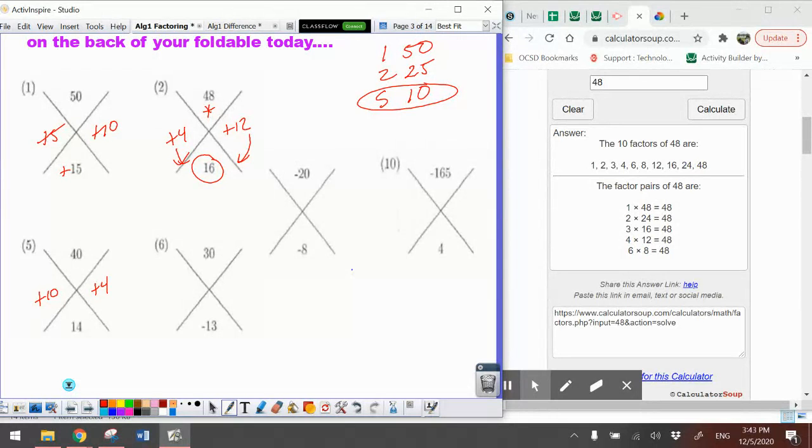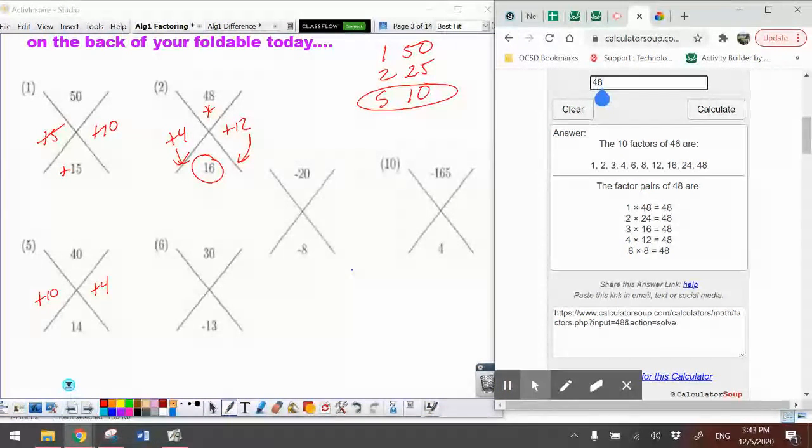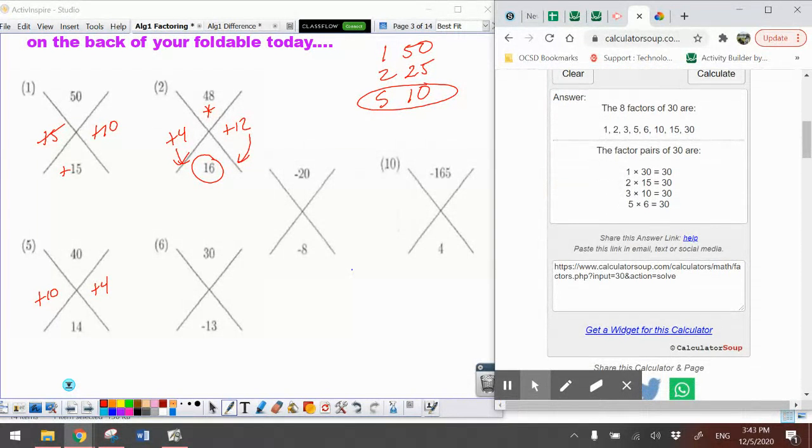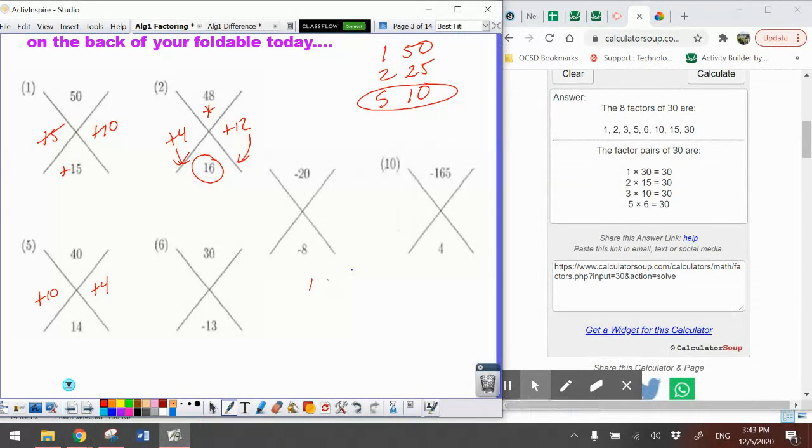Okay, so this one might be a little trickier. This one might be one with positives, one with negatives. So let's take a look at our numbers. We have 1 and 30, 2 and 15, 3 and 10, and 5 and 6. I need to somehow come up with a 13.